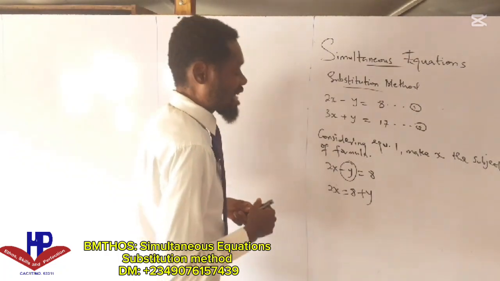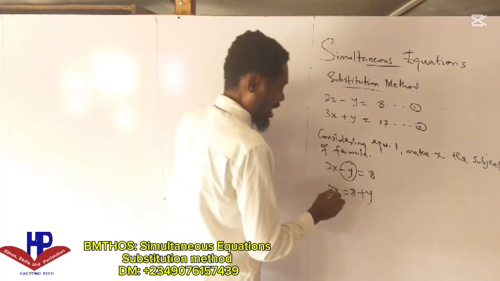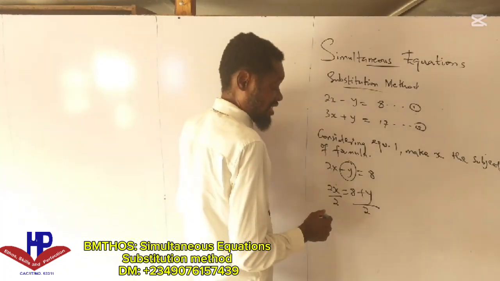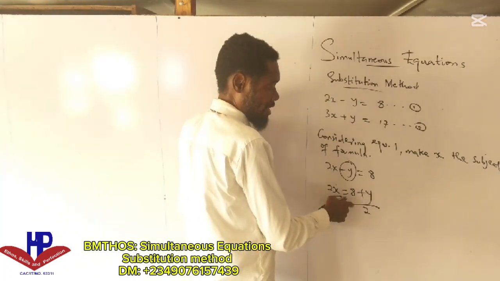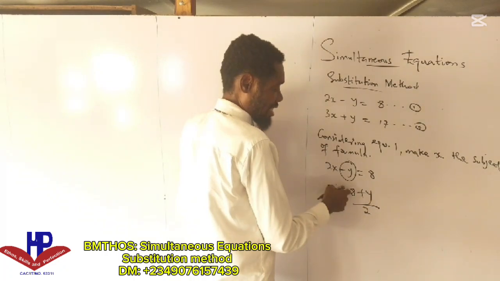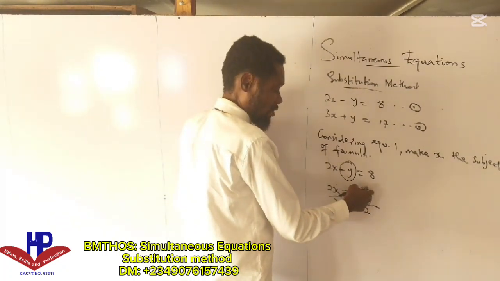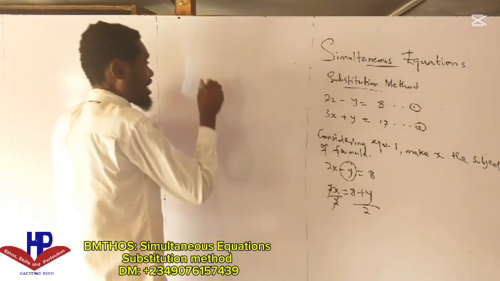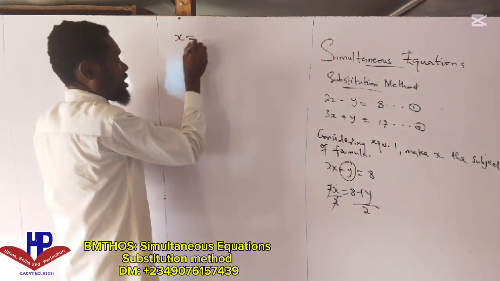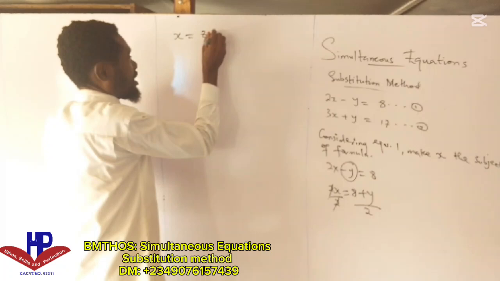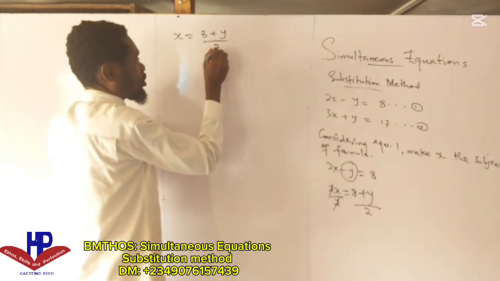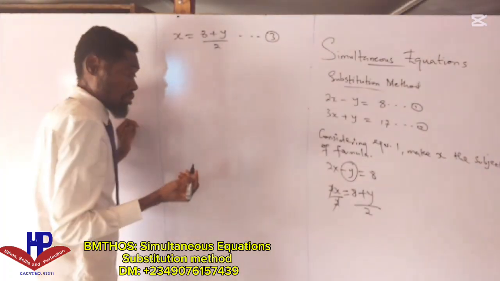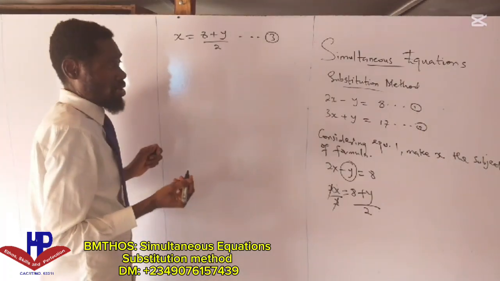Now to make x stand alone, we'll divide both sides by 2. Ensure you extend your line of division in this aspect to show that 2 is dividing 8 and 2 is also dividing y. Take note of that. So we cancel out these 2, and we have only x standing. x is equal to 8 plus y over 2. I'll call that equation 3. If that is true, let it be equation 3.